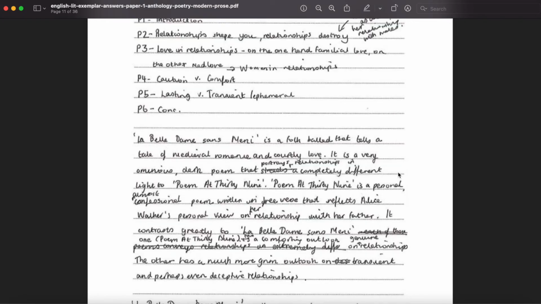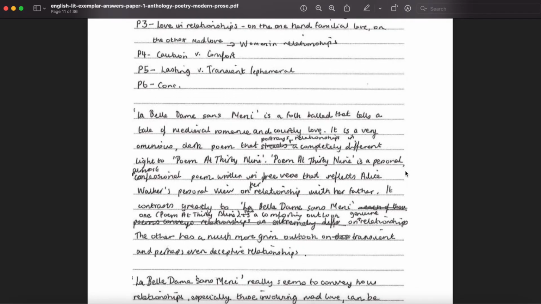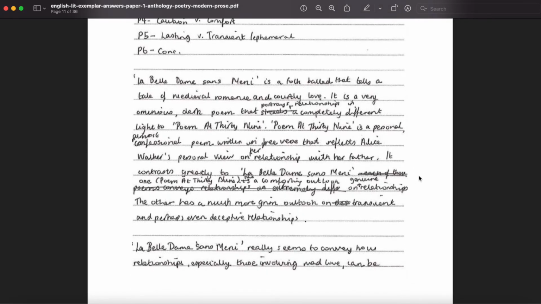Now let's look at the introduction. The introduction has to be something that impresses the examiner. You don't have to start by saying, in this answer, I'm going to compare this poem with that poem based on the theme of relationship. No, don't start like that. Start by directly answering the question. What was the question? Compare on the basis of relationship La Belle Dame Sans Mercy with any other poem. So just answer directly by comparing some aspect of both poems.